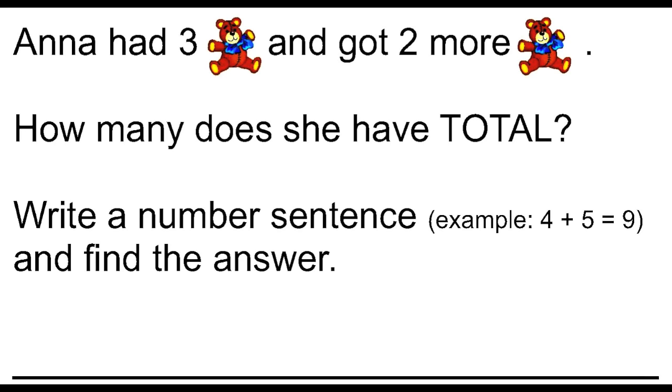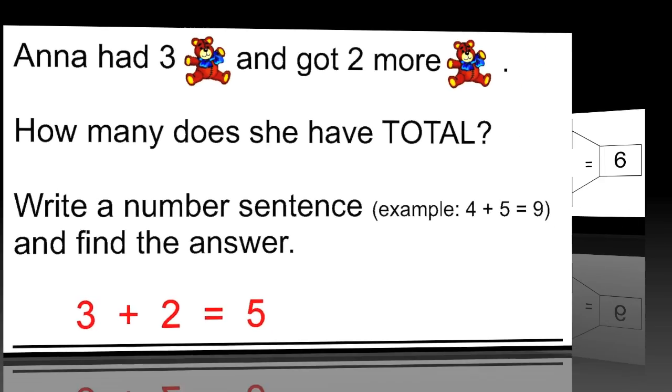It says, Anna had 3 teddy bears and got 2 more teddy bears. So the 2 numbers given are 3 and 2. So let's write the number sentence. We have 3 plus 2, which equals 5. So Anna had 5 teddy bears total. Make sure you follow directions and write the number sentence and not just the answer.